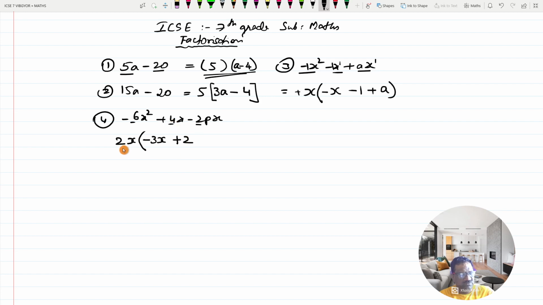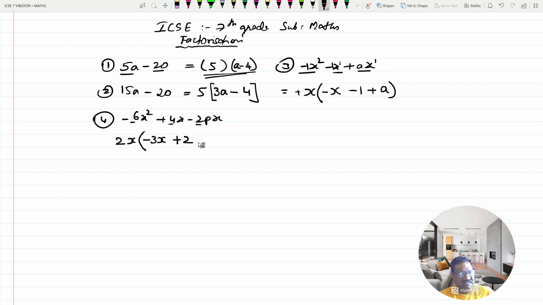Out of 4, 2 is already out. So 2 into how much is 4? 2 into 2 is 4. So I'll put that 2 over here. Now x is already out here. So here from this 4x, x is already out. So here nothing will be left in terms of x. Variable means nothing will be left. So you'll just have this plus 2 over here.